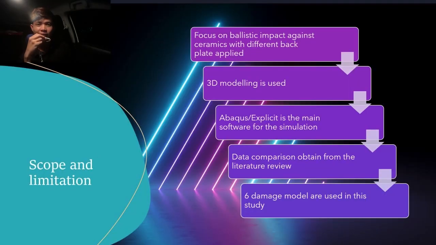For scope and limitation, this project focuses on a few ballistic impacts against a ceramic model with different types of backplates. These simulations use 3D modeling and Abaqus Explicit as the software to run the simulation. All the data needed for comparison is obtained from the selected literature review. 6 damage models are used for the simulation analysis.